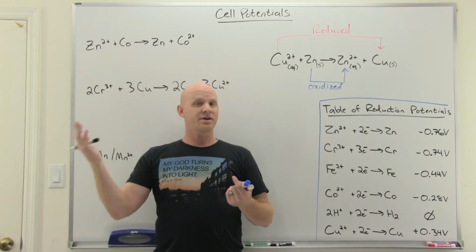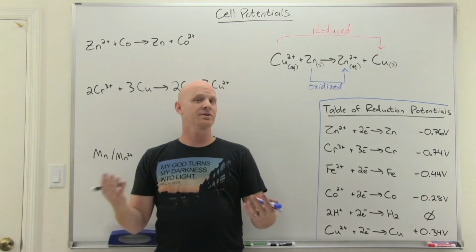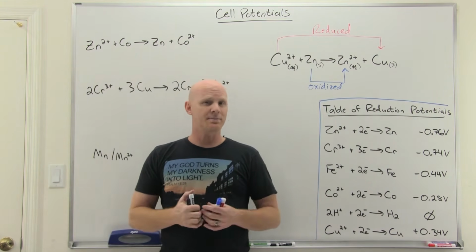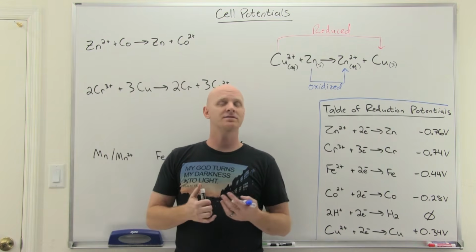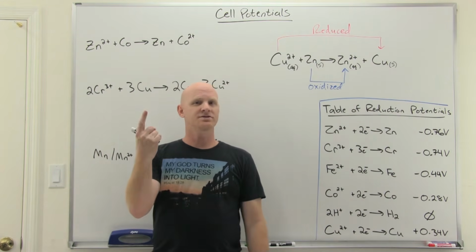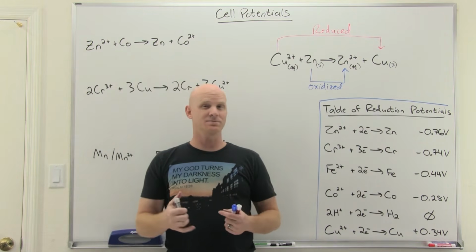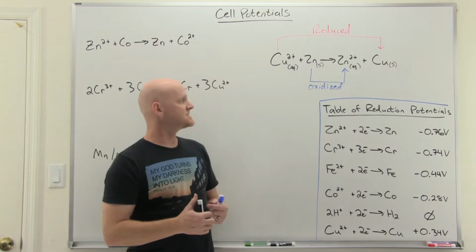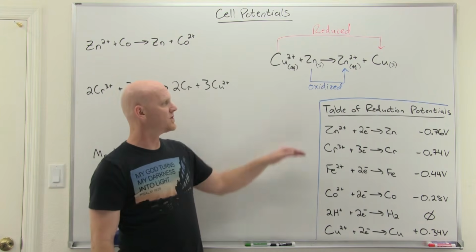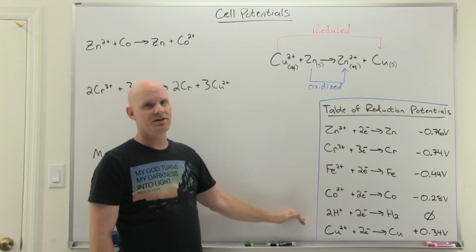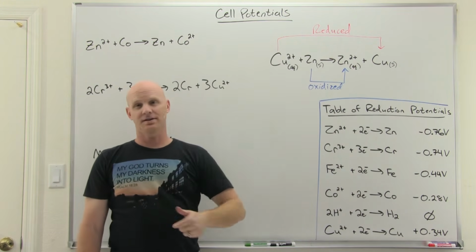Standard cell potentials are just cell potentials under standard conditions. I'll remind you from the thermodynamics chapter, that means that everything that's aqueous is present at 1 molar concentration, or if it's gaseous, at 1 atmosphere partial pressure. That's what standard conditions mean. All right, so for these standard cell potentials, we typically give you something called a table of reduction potentials to help you calculate them.